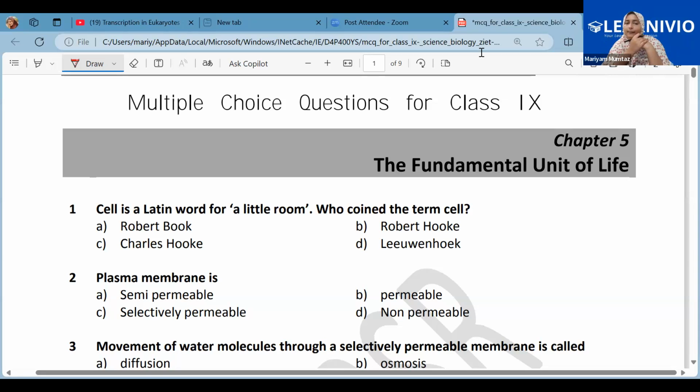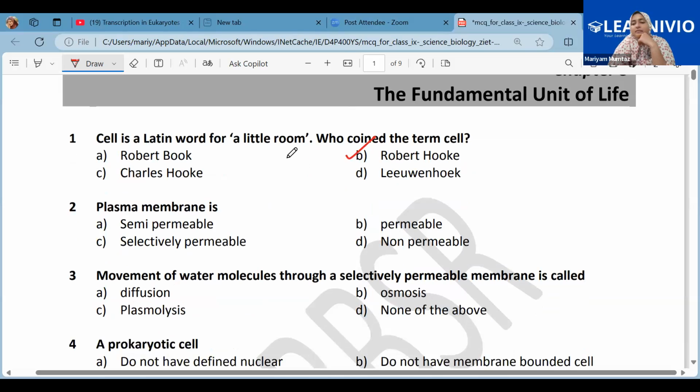Let us do the MCQs. Now see the first one. Cell is a Latin word for a little room. Who coined this term cell? Who gave the term? Robert Hooke. Correct. Now, plasma membrane is semi-permeable. Selective, semi-permeable. Why not selectively permeable?